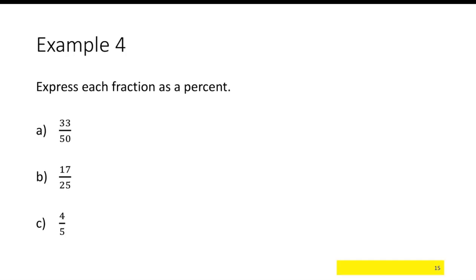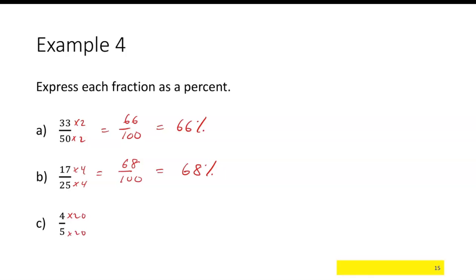So 33 over 50, I can multiply the top and bottom by 2, and that becomes 66 over 100. So that's 66%. 17 25ths, so I would need to multiply the top and bottom by 4. 17 times 2 is 34, times 2 is 68 over 100. So this is 68%. And then 4 fifths, well, 5 goes into 100 20 times, so let's multiply the top and bottom by 20. And I end up with 80 over 100, which is 80%.